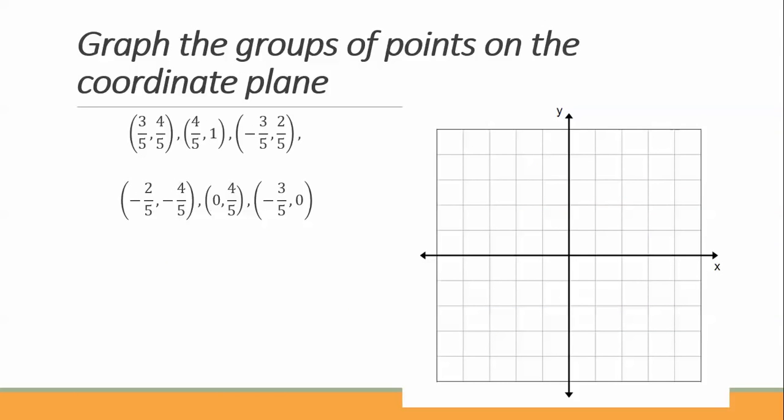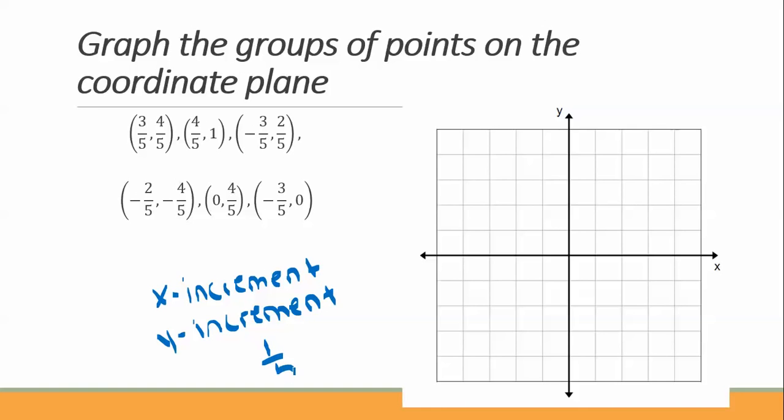So let's try this one. For this one, we want our x increment and our y increment to be the same, but it's going to be fifths, because that's what our denominator is. That's what our common multiple is. It's 1/5. So just like when we had the fourths and the eighths in the last session, our common denominator is fifths. So we're going to use fifths as our increment.